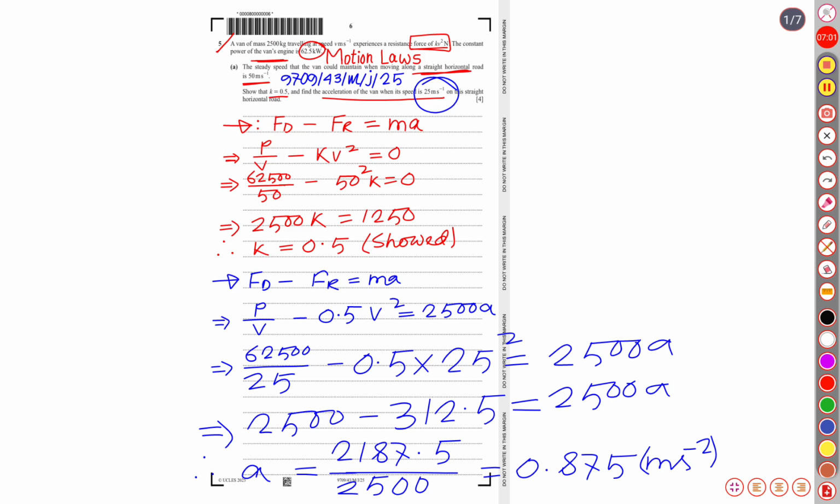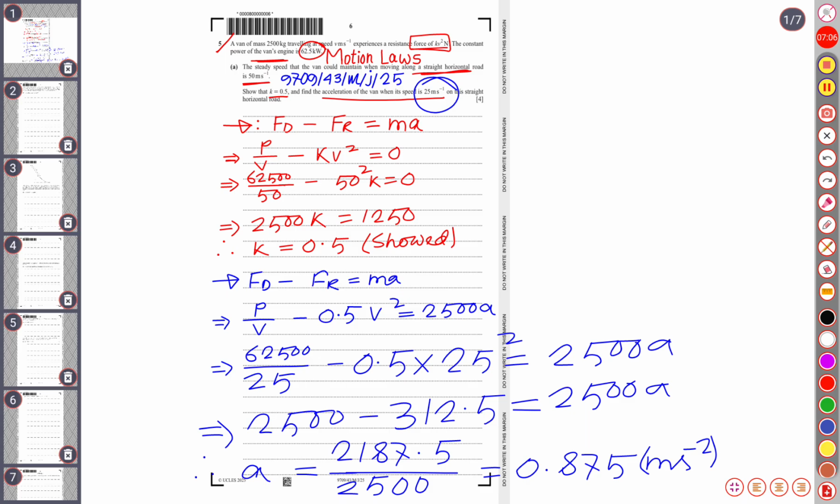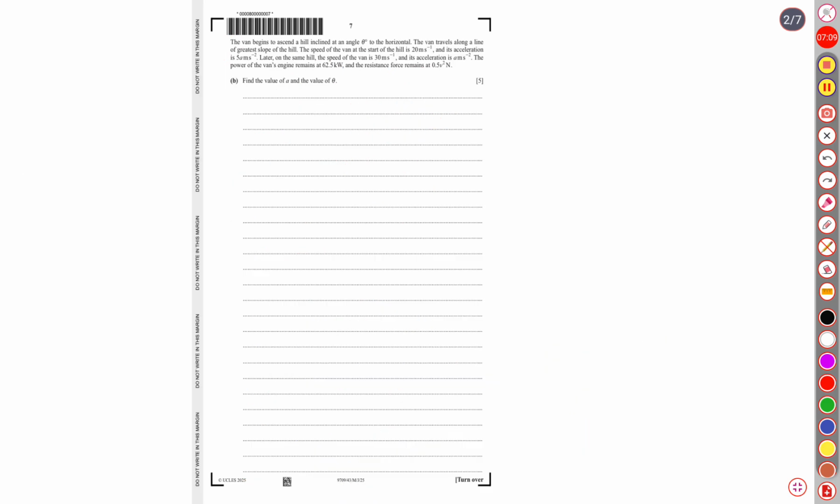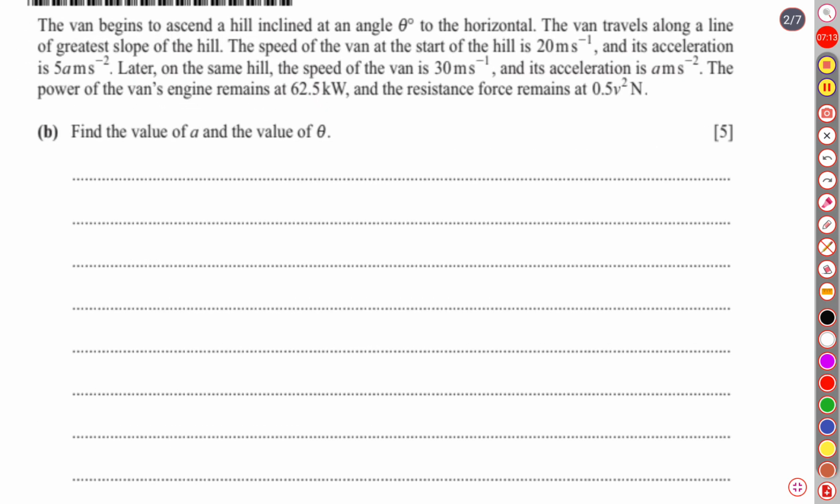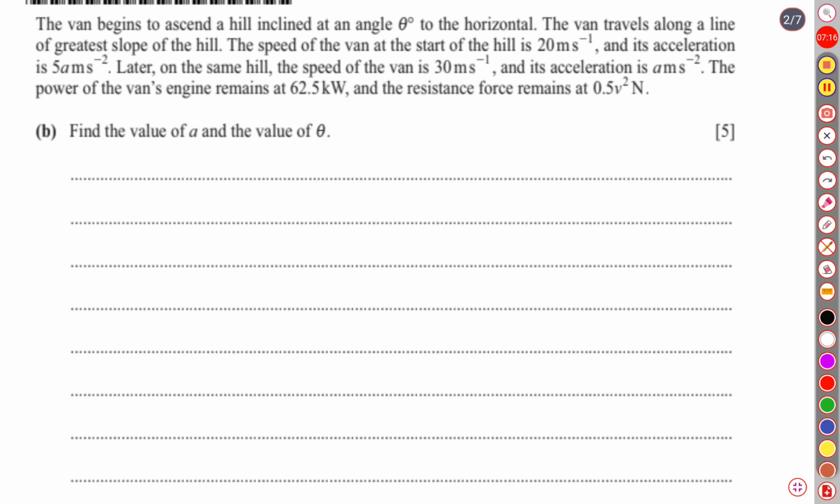Let's move on to the immediate next part of this question, part b, which has been printed on the next page. It says the van begins to ascend a hill inclined at an angle theta degrees to the horizontal. That means the van is no more moving on a horizontal road. The van travels along a line of greatest slope of the hill. The speed of the van at the start of the hill is 20 meter per second, and its acceleration is 5 meter per second squared.